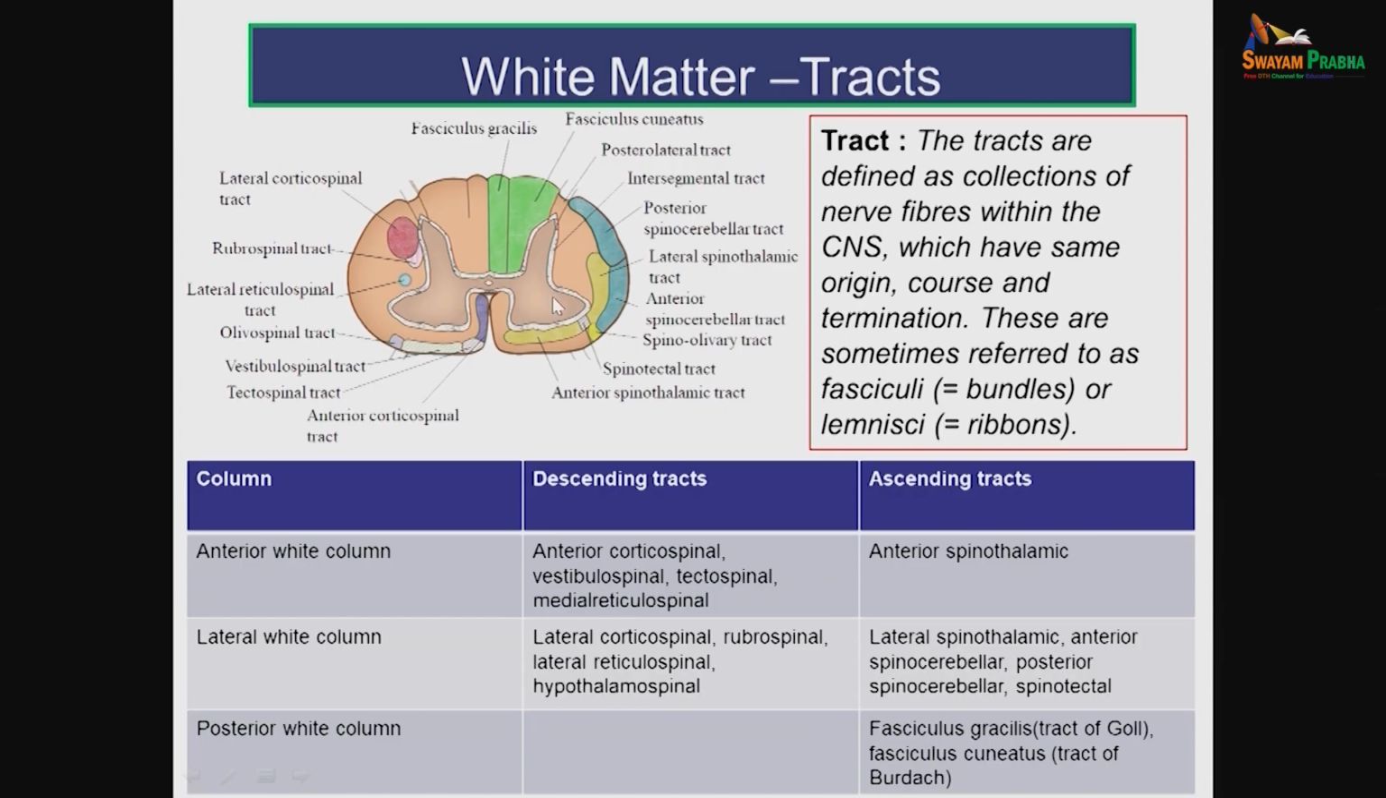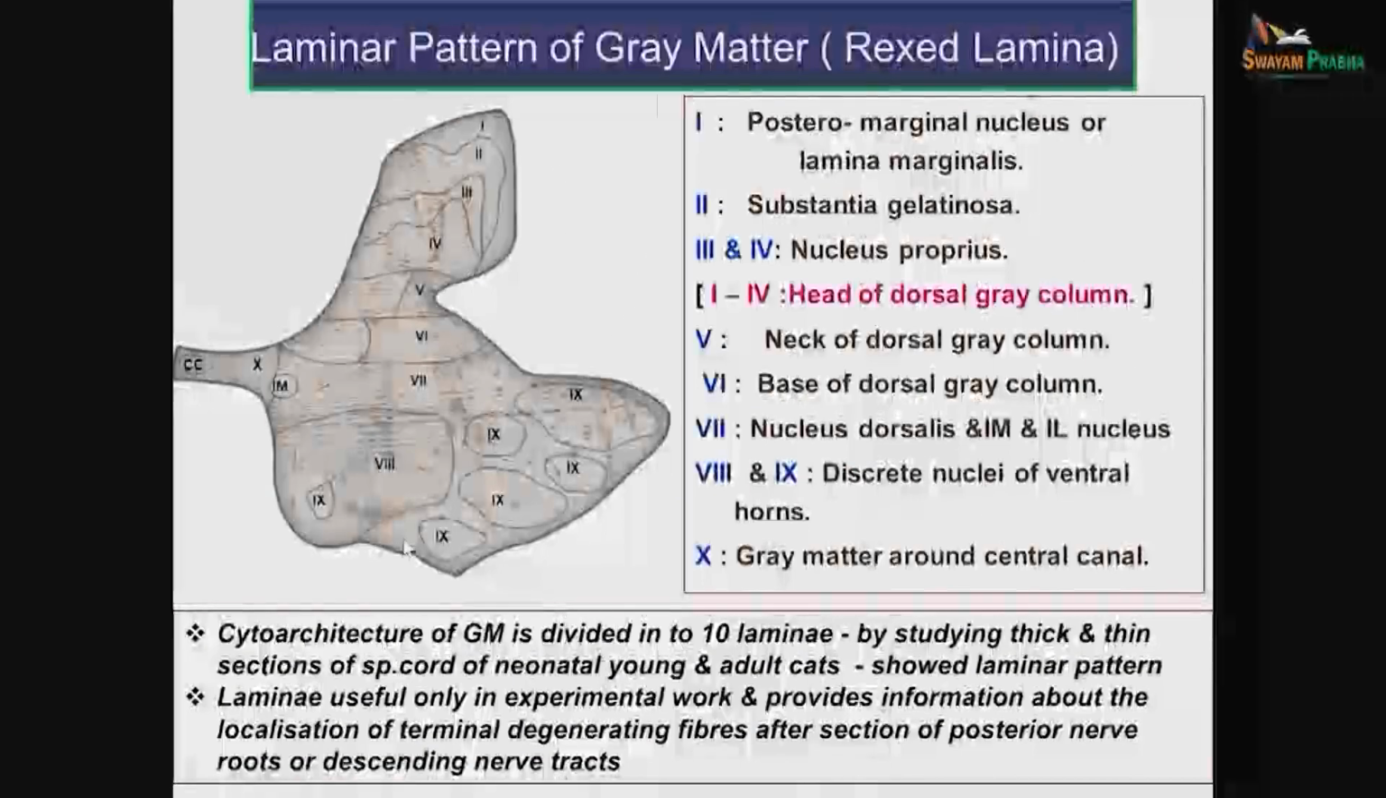So we have learned the various nuclei which are present in the grey matter. We have also learnt the various tracts which are present in the white matter. There is a laminar or layered pattern of the grey matter which is called Rexed lamina. It was Rexed who described this. This cytoarchitecture of the grey matter is divided into 10 laminae. This can be learned by studying the thick and thin sections of spinal cord of neonatal, young and adult cats.